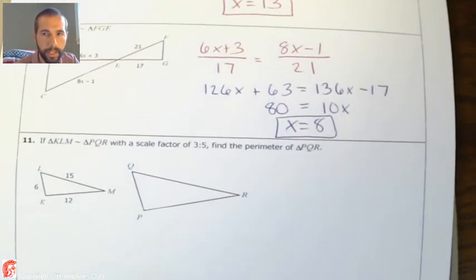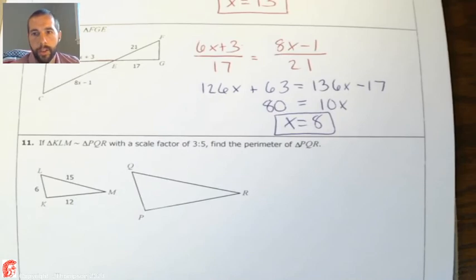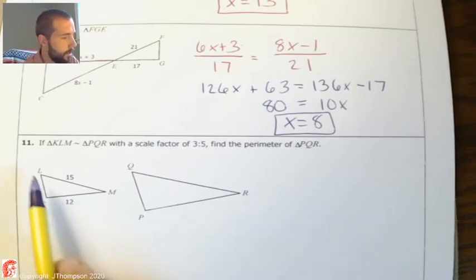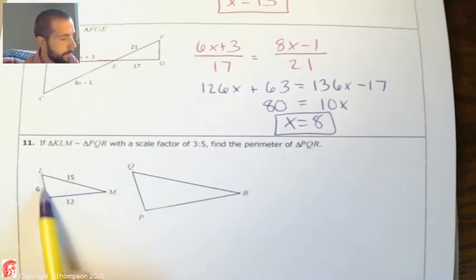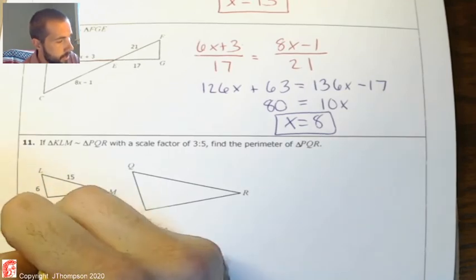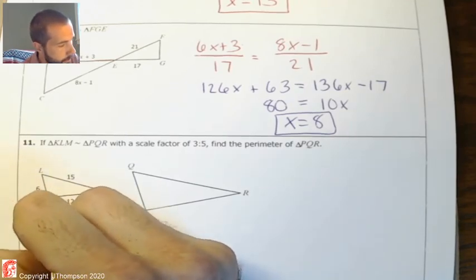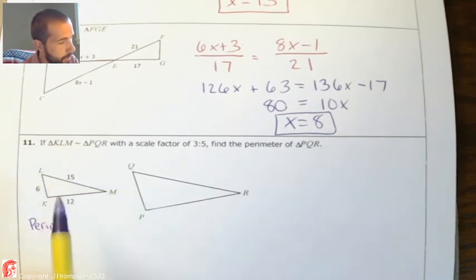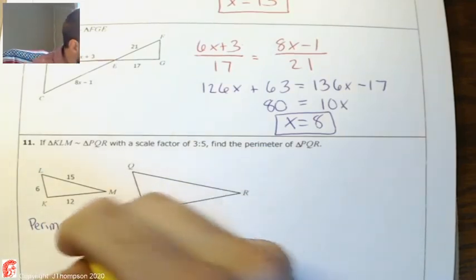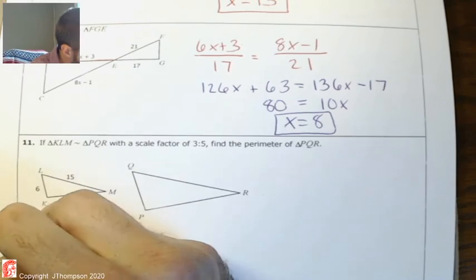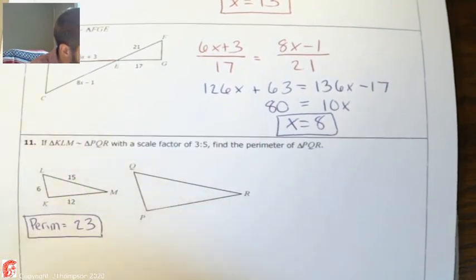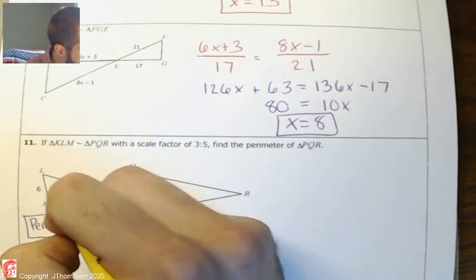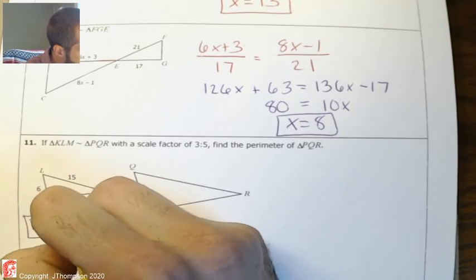All right, and then the last question. They're giving us all the side lengths of LKM. So if they give us all the side lengths, the perimeter is going to be 6 plus 5 plus 12, which is 23. Oh, 6 plus 15 plus 3. So that would be 33.